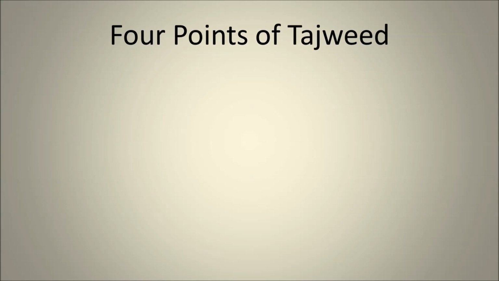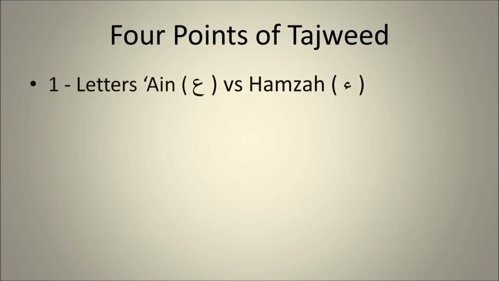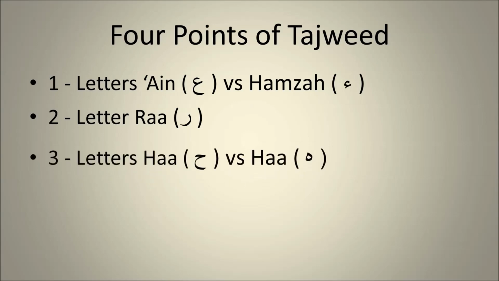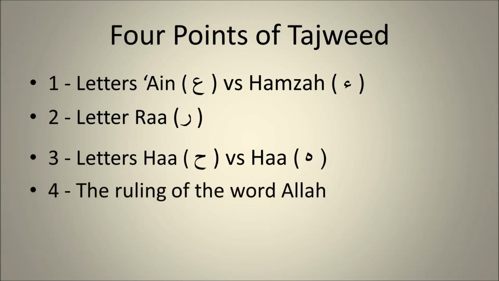Now the 4 points of Tajweed we're going to cover today are as follows. Number 1, we're going to cover the letters Ain and Hamza. Number 2, we're going to cover the letter Ra. Number 3, we're going to cover the letters Ha versus the letter Ha. And number 4, we're going to also do the ruling of the word Allah.